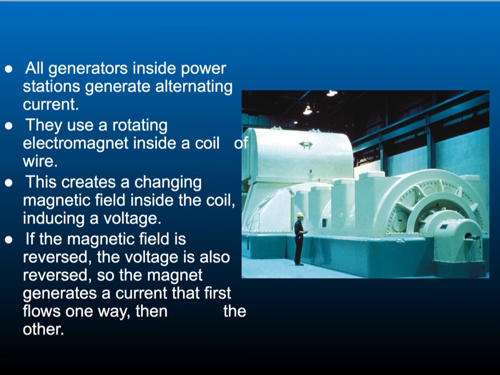All generators inside power stations generate alternating current using the dynamo effect. They use a rotating electromagnet inside a coil of wire. This creates a changing magnetic field inside the coil, inducing a voltage. If the magnetic field is reversed, the voltage is also reversed. So the magnet generates a current that first flows one way and then the other.